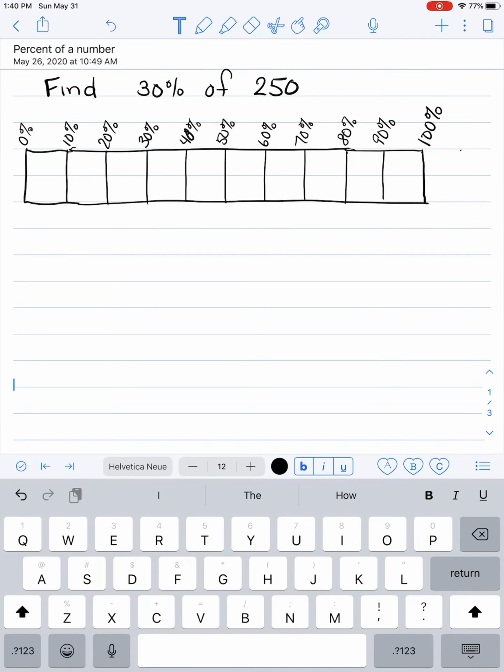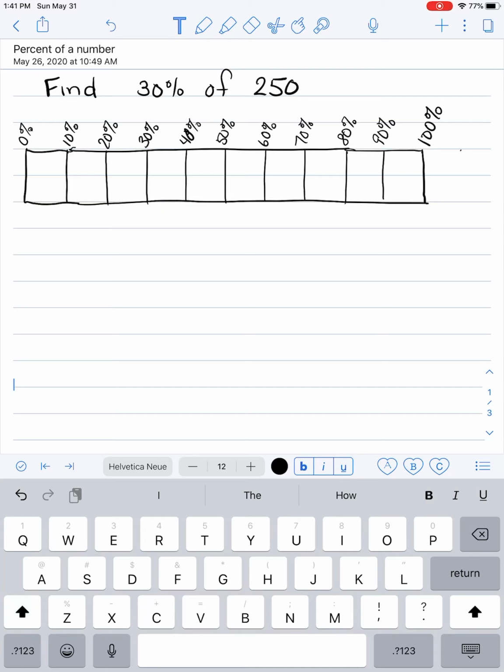When finding percent of a number, there are two basic methods that we're going to talk about today. The first one is a bar model. And we use a bar model when the percent is a multiple of 10. So in our first example, we want to find 30% of a number. Okay, we want to find 30% of 250.